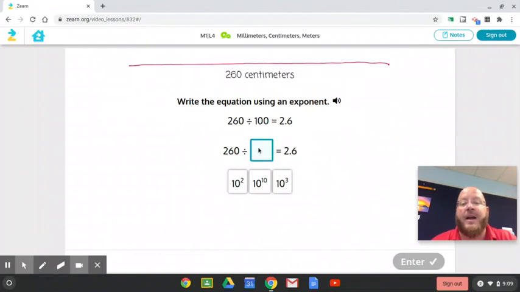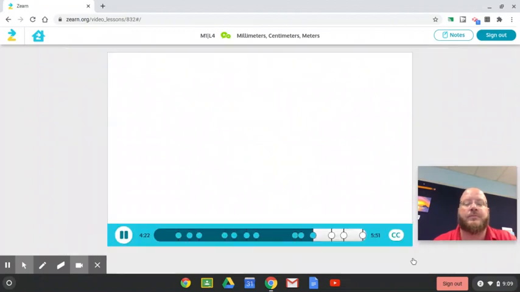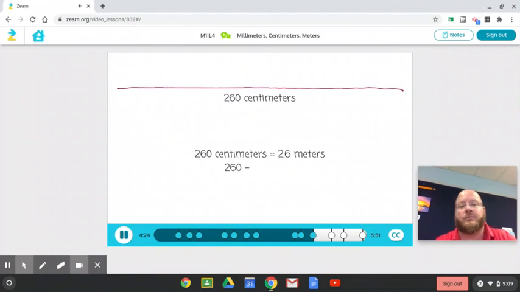Okay, so we divided it by 100. 100 has 2 zeros. So which one would that be? This one, right? 2 zeros means I need an exponent of 2. 260 divided by 100 equals 2 6/10. We can write 100 using an exponent like this. Exactly. To rename centimeters as meters, divide by 100, or 10 to the second power.